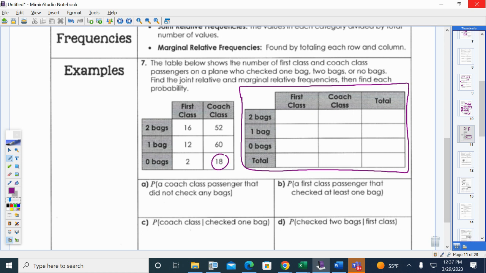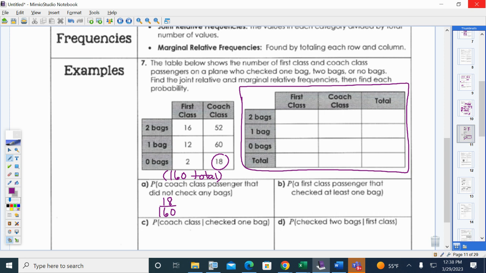So that's going to be 18. This question is not conditional. I don't have a special denominator here. It's 18 out of all of them. So if you add up every single one of these, there's 160 total. So for part A, I'm going to take the 18 over 160.